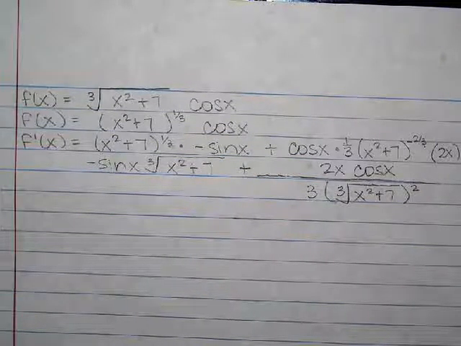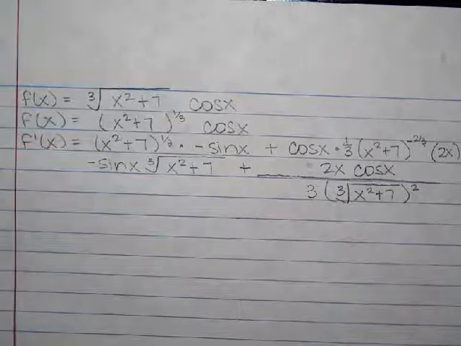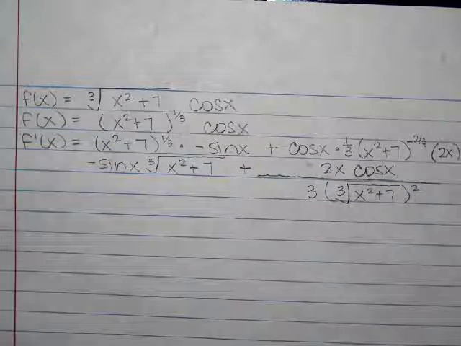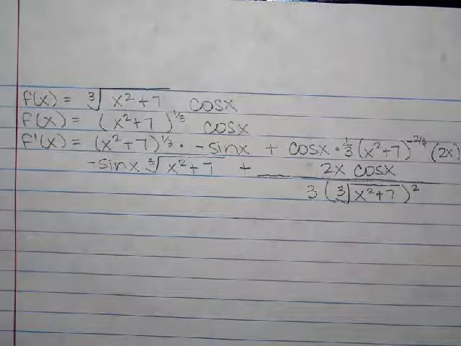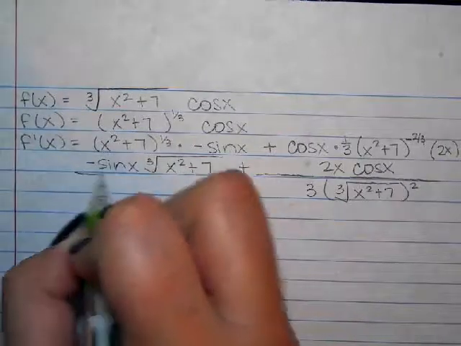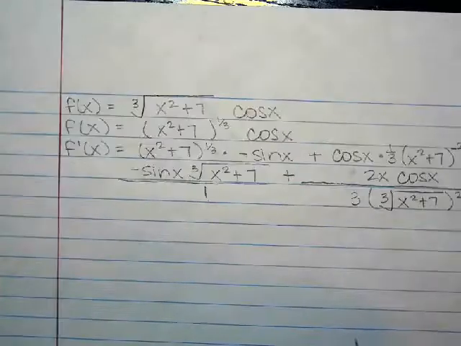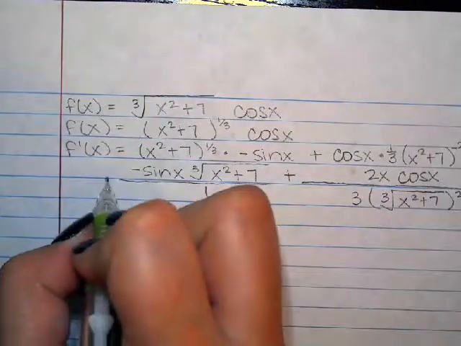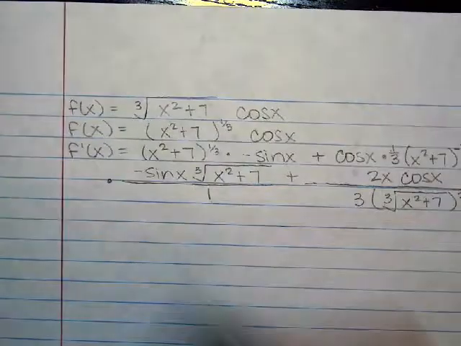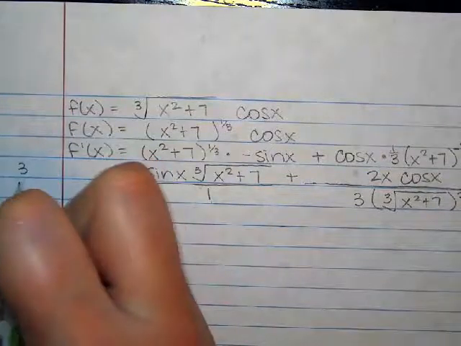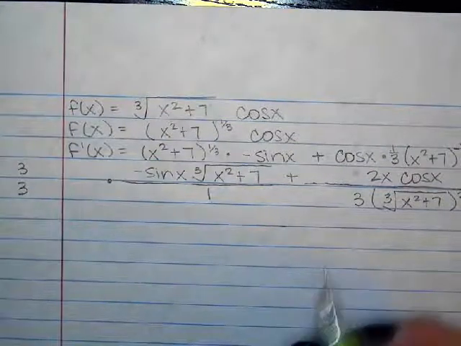Come on, Verge. Okay, so we're going to do, I'm putting this over 1, and I'm going to multiply top and bottom by 3 and cube root x squared plus 7 squared.